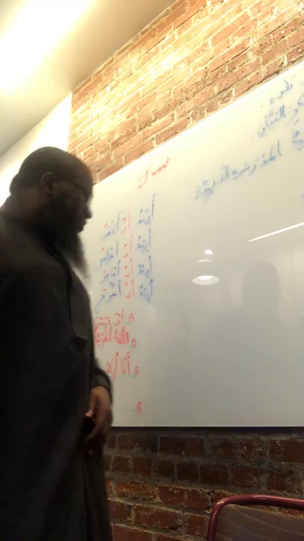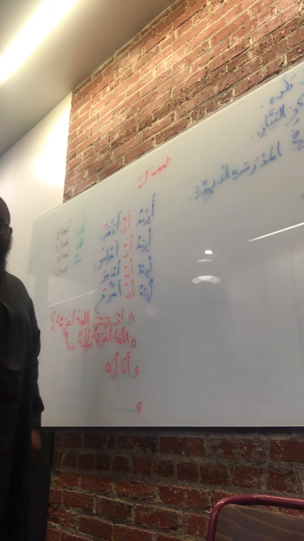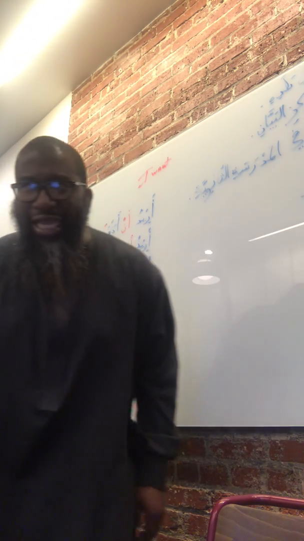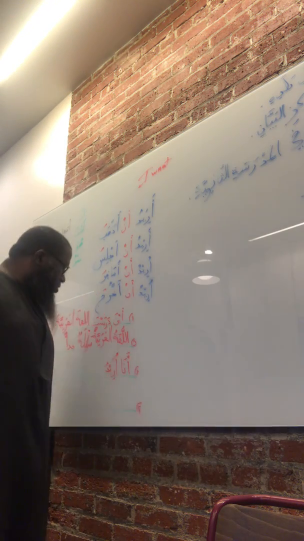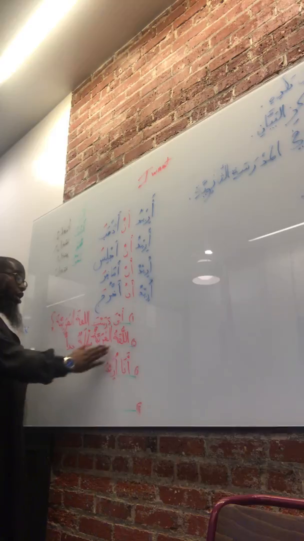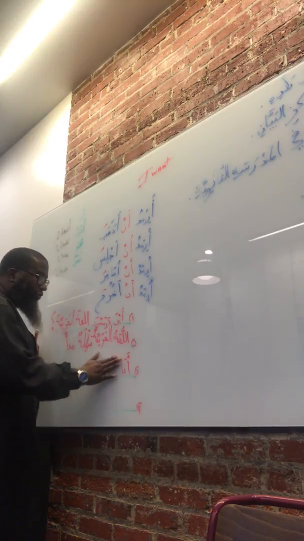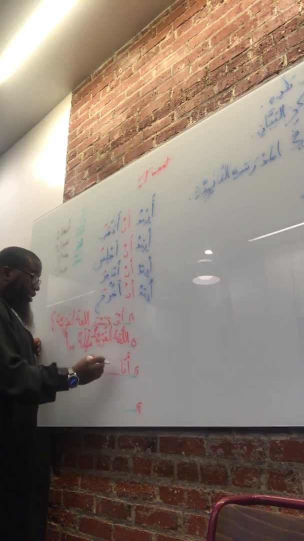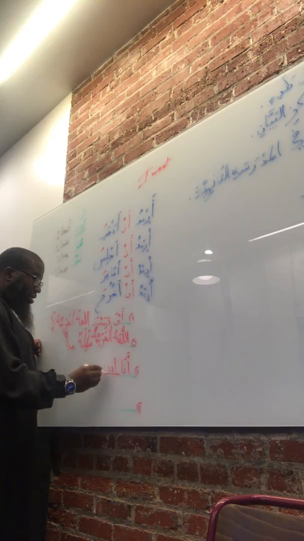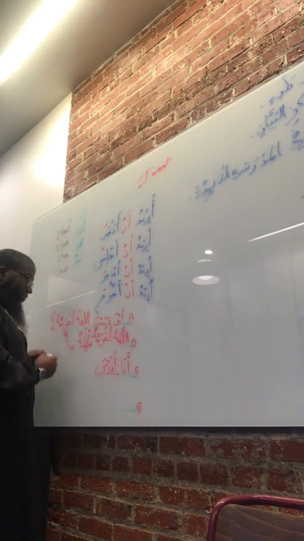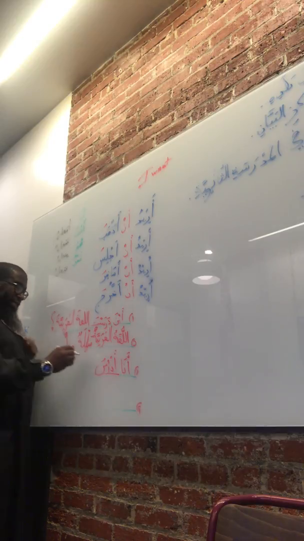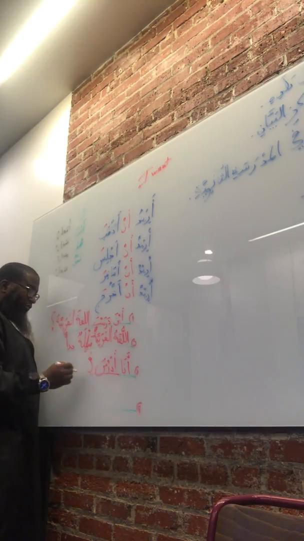Wait a minute. The second word you said, Oridu. There's no Oridu in the second column, Mujahid. Is that Adrusu? Ana Adrusu. Oh, that's why it was off. Okay, cool. Ana Adrusu. Now, which word you want to use now? You said fi. Fi makes sense. Ana Adrusu fi what?